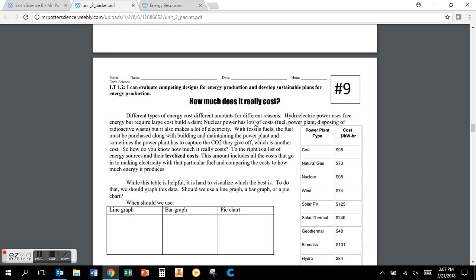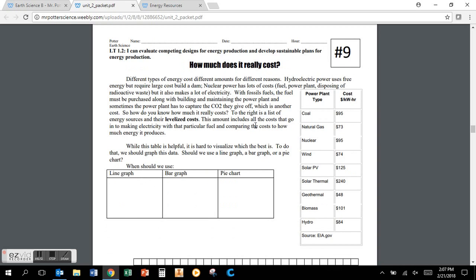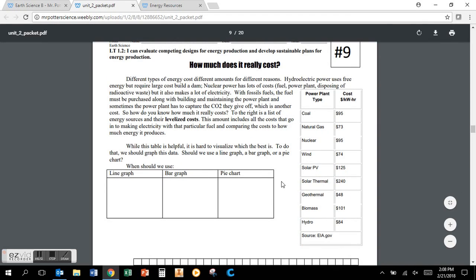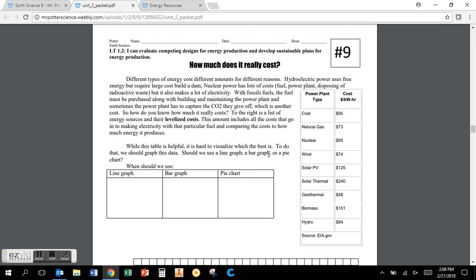For example, solar doesn't cost a whole lot to have one solar panel, or the same thing with a windmill. But it doesn't produce that much electricity. If we look at something like nuclear power, to make one nuclear power plant is incredibly expensive, but it also makes a lot of electricity. So how do we compare things that cost different amounts and produce different amounts of electricity?